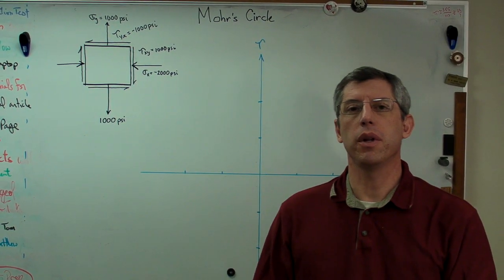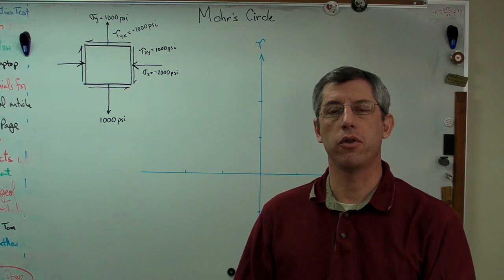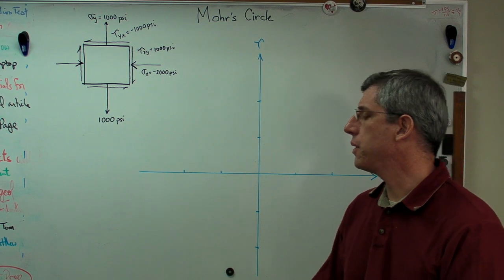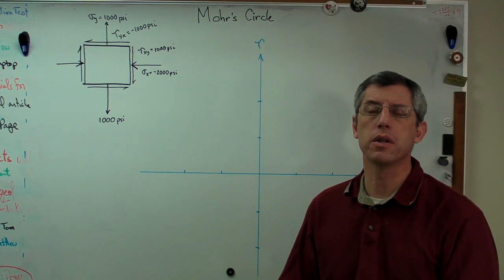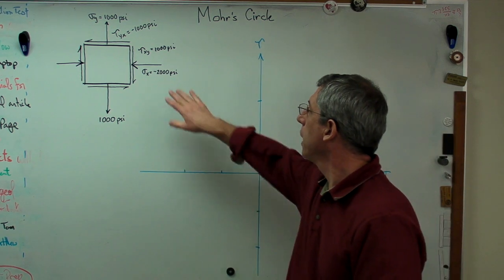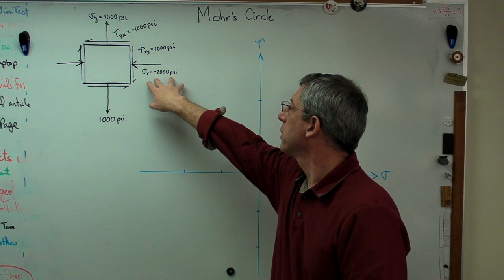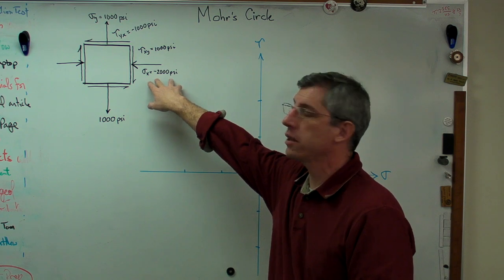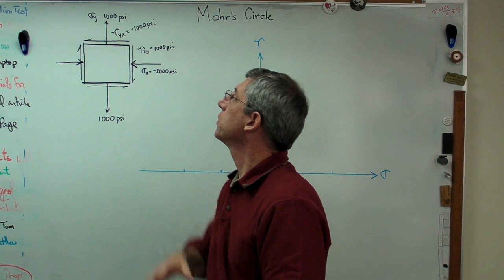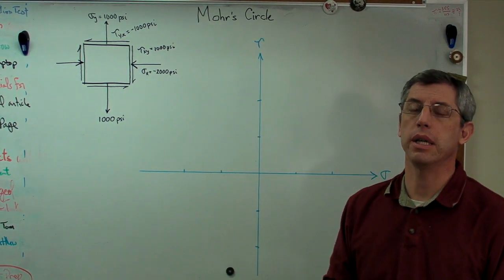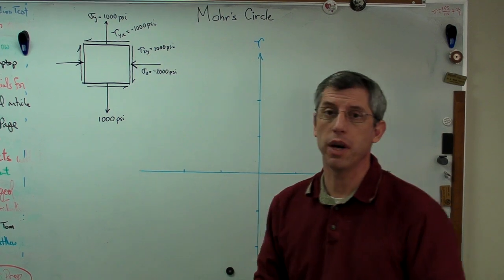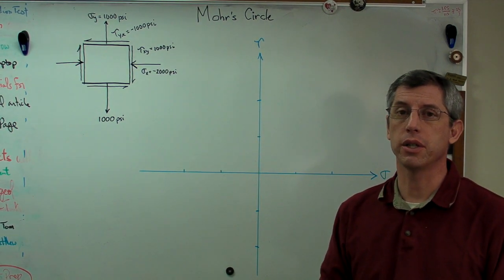Alright, this is an example on how to calculate Mohr circle, how to draw Mohr circle for a stress element. Sometimes it's a little confusing for students new to this when you see negative stresses, so I've decided to use that as the example here. We've got a negative normal stress on the X face of minus 2,000 psi. We've got a positive normal stress on the Y face of 1,000 psi. For the shear stress on the X face, we've got 1,000 psi in the positive direction.